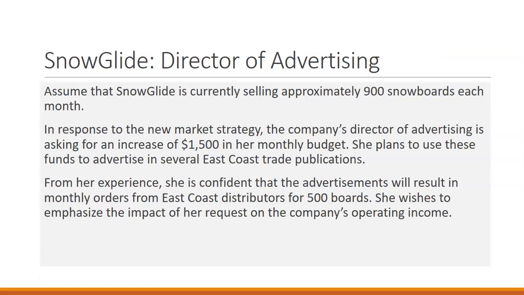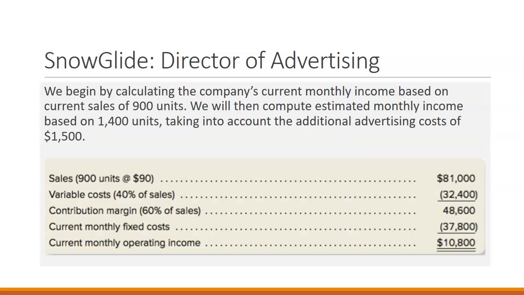So first, we're going to look at the director of advertising. Right now, we're selling approximately 900 snowboards each month. Our director of advertising believes if we increase our advertising $1,500 per month, that we could increase our number of boards. So she is confident that the advertisements will result in monthly orders from East Coast distributors for 500 boards. She wants to show the impact of her request of $1,500 a month on the company's operating income.